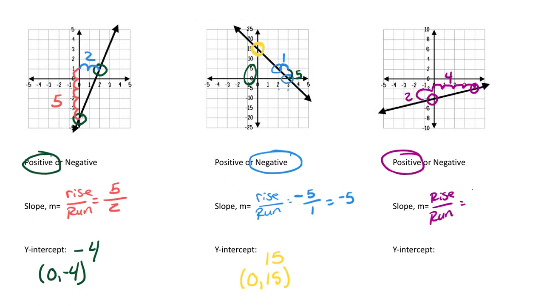So my rise, I said, was 2. The run is 4. Which if I simplify, I get 1 over 2. So 1/2 is my slope. And then the y-intercept is actually a point I've already used, but that is right here, and it crosses the y-axis at negative, oops, the pen to write it in, -4.